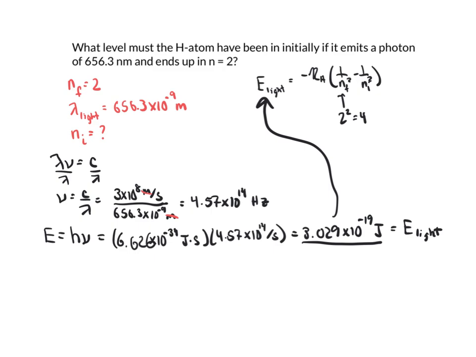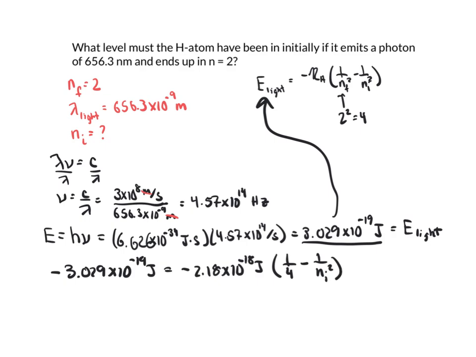Now here's the problem though. When I'm emitting light, that energy of the light is given off. And so I have to make that negative first. So I have to say minus 3.029 times 10 to the minus 19th joules is equal to minus 2.18 times 10 to the minus 18 joules times 1 over 4 minus 1 over n initial squared. And it's the n initial squared that I'm solving for.